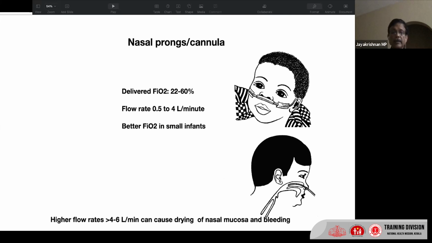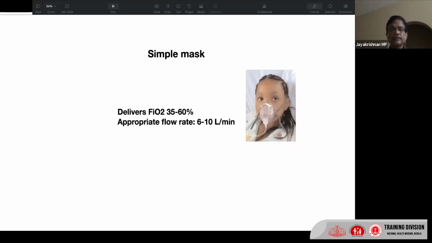And in young infants, the inspiratory flow rate is less, so naturally it will provide more FiO2. And if you use too much flow, like more than 6 liter per minute in a nasal cannula or nasal prong, what will happen? It will cause drying of the nasal mucosa, and can cause bleeding also. So always use a flow rate less than 6 liter per minute in a nasal cannula or nasal prong, and especially in infants, use a lower flow rate.